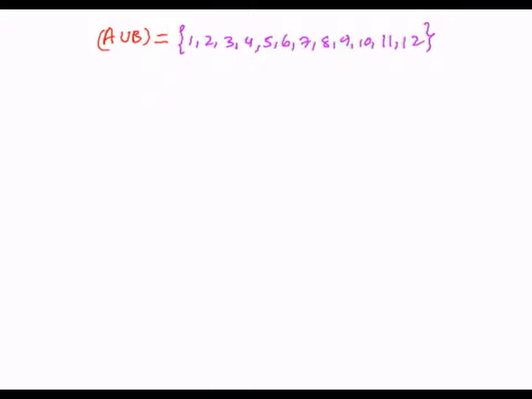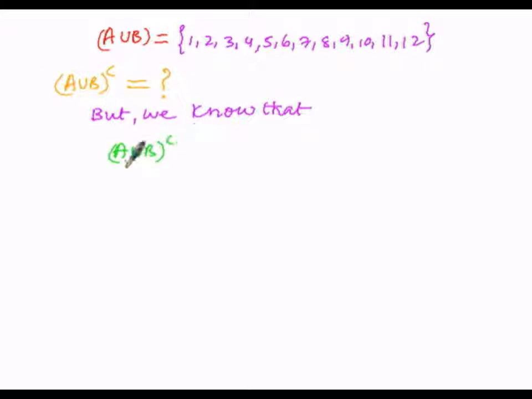But as per the problem, we have to find A union B whole complement. A union B whole complement is equal to question mark, but we know that the complement of this particular set, A union B, is given by mu minus that bracket. That bracket must be subtracted from the universal set, and the bracket contains A union B. Therefore mu minus A union B will give us A union B whole complement.